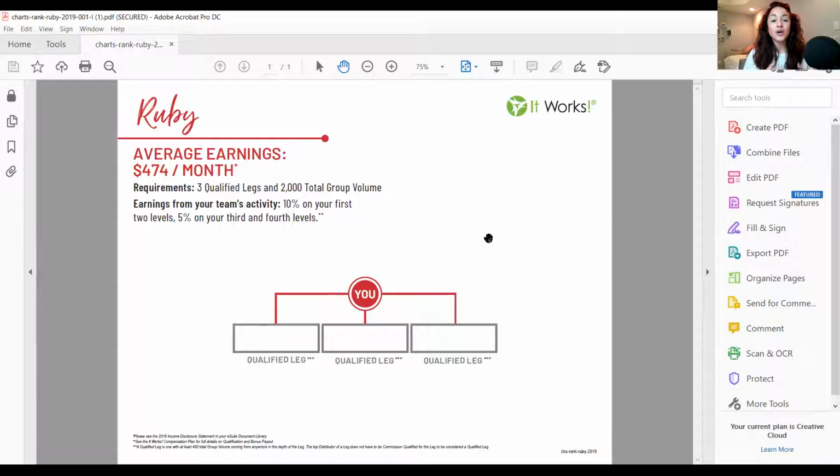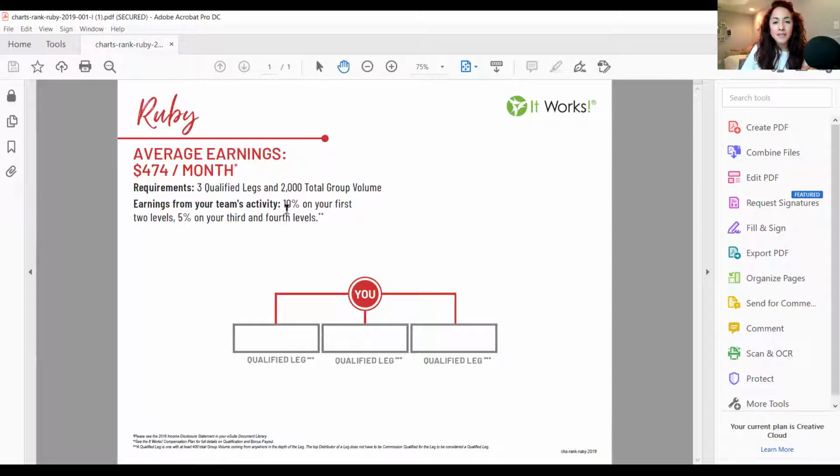So the boxes on this, if you even look at the top, it says requirements, 3 qualified legs, and then 2,000 in group volume. So those are your requirements in order to go Ruby. You want to know how you can go Ruby, where you need to have 3 qualified legs, and you need to have at least 2,000 in group volume. Now, don't freak out about the volume part, because notice I'm going to emphasize the word group. This is not 2,000 in sales for you. This is 2,000 in group volume as a whole. As a team, you have the goal of hitting 2,000 in total team volume, if you want to call it that. So those are your requirements.